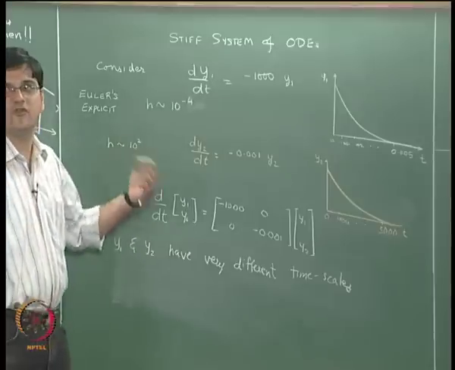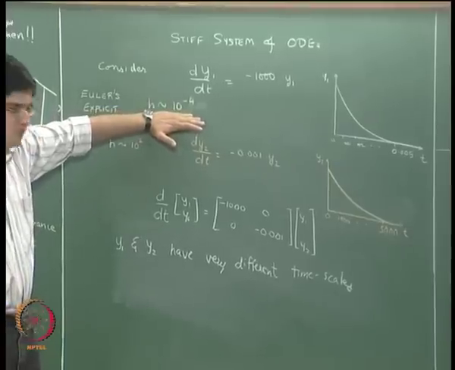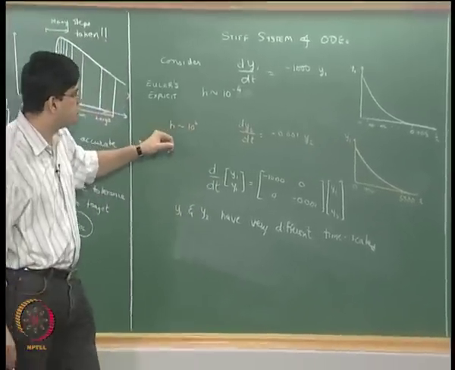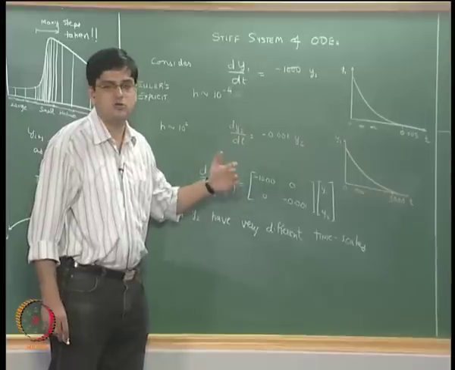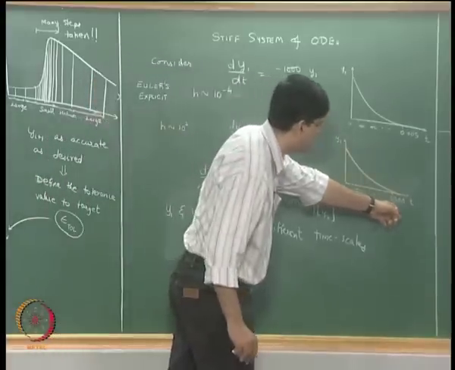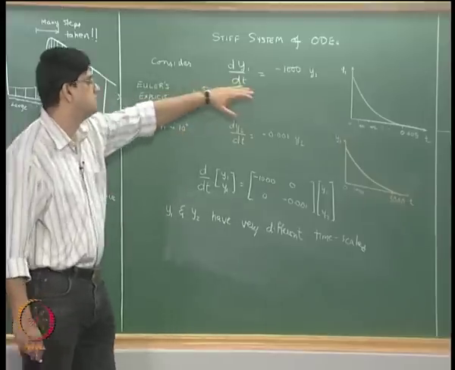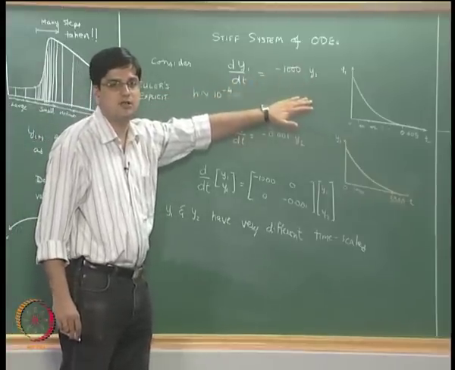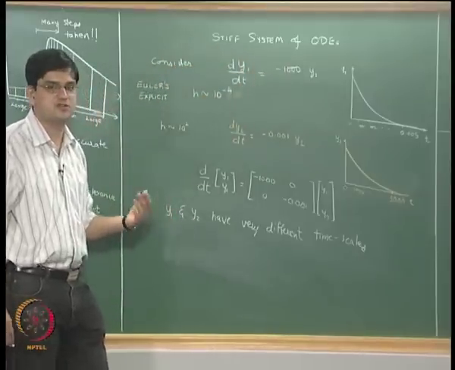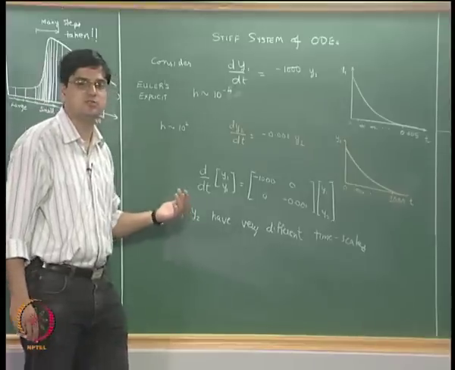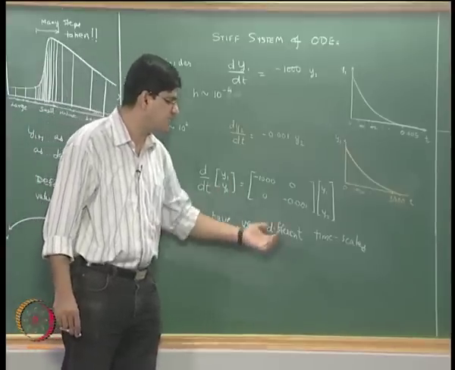Now the question is, what is the value of h we are going to take? If we take the value of h equal to 10 to the power minus 4, we will end up requiring almost 5 million steps in order to reach the solution at time t equal to 5000. If we take h of the order of 10 to the power 2, this particular method is going to go unstable. Okay. So because of this stiff system of ODEs, the definition of a stiff system essentially is that it is one in which there are components which have very widely varying time scales of evolution.